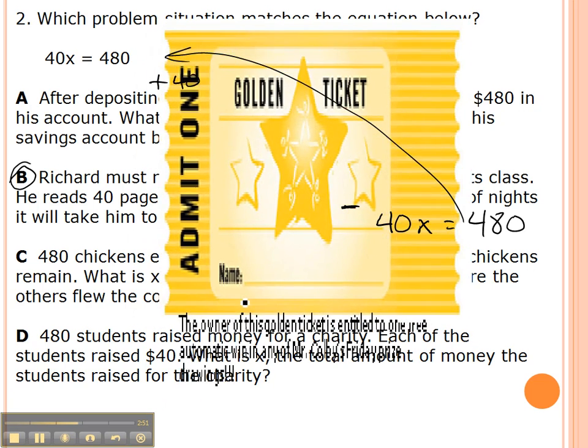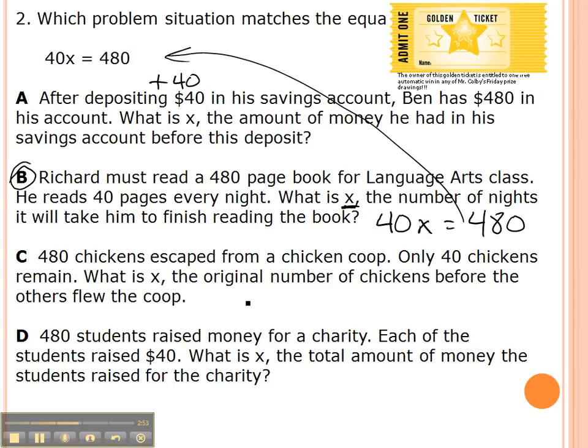Okay, and here's your chance to win a golden ticket. In order to win the golden ticket, I'd like you to look at the answer choices we didn't select, the answer choices that are incorrect, and write an equation for each one of these answer choices. So for answer choice A, write an equation using X, 40, and 480. For answer choice C, we have the same numbers, and X's are unknown in all of these, but the scenario is different.